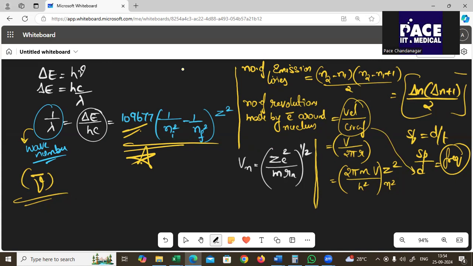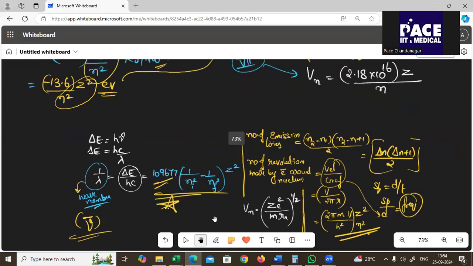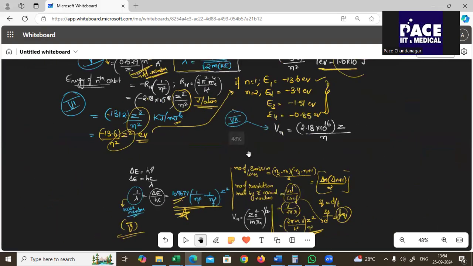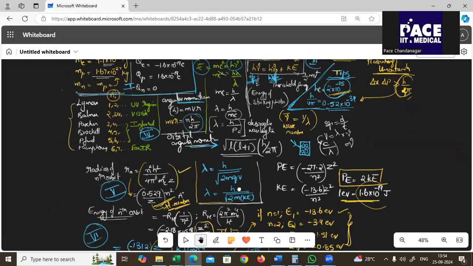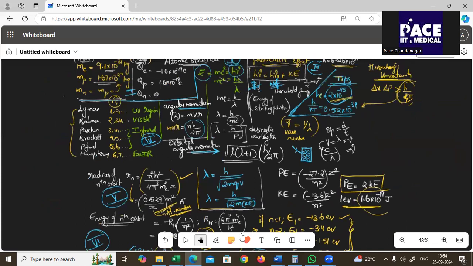And for this, if I have to talk specifically about the particular atom, 2 pi mv by h square into z square by n square. Okay, so do remember these formulations. This is the only formula we have in your chapter atomic structure, wherein you can use these things only to bring out only this much, nothing else. You have only and only this much.